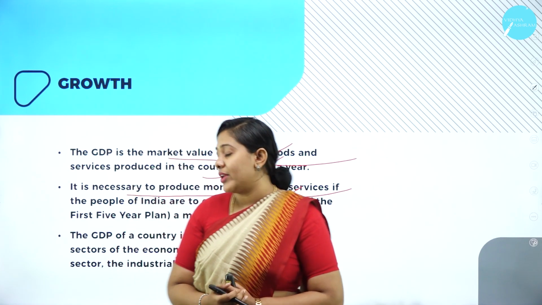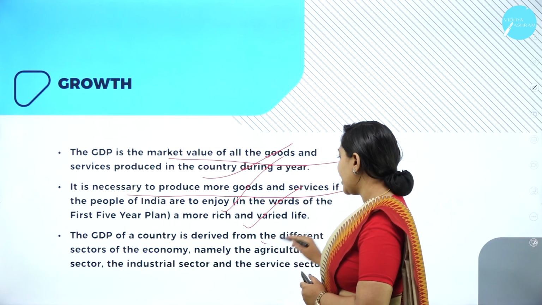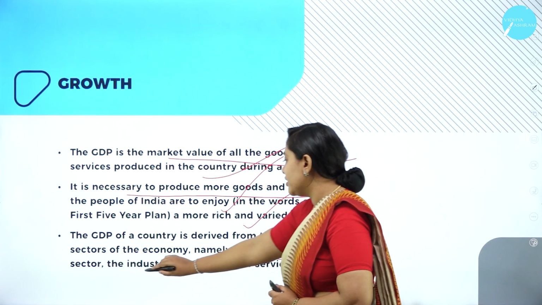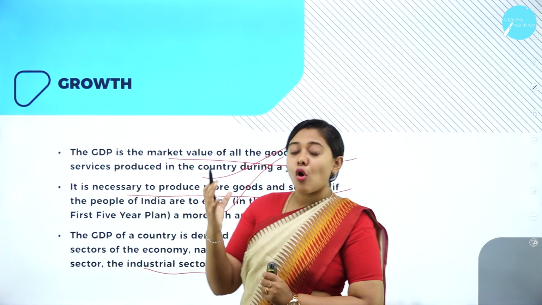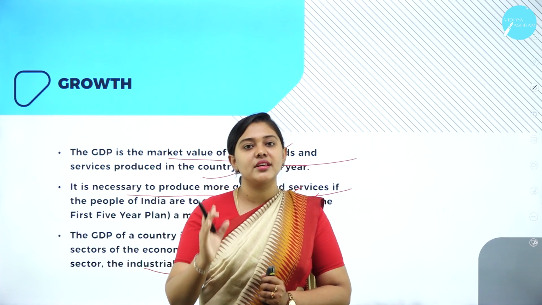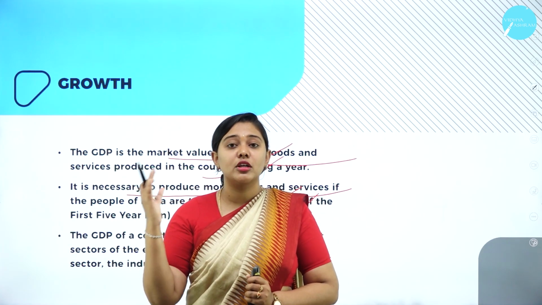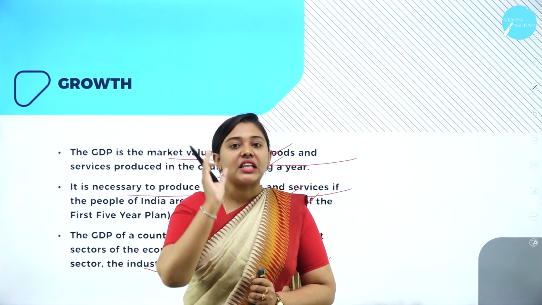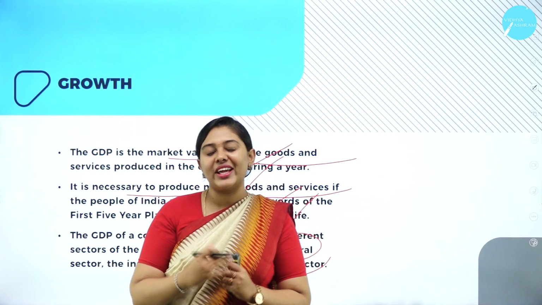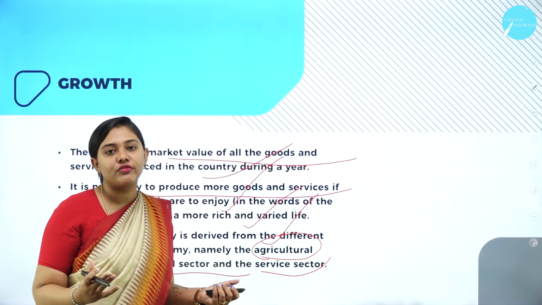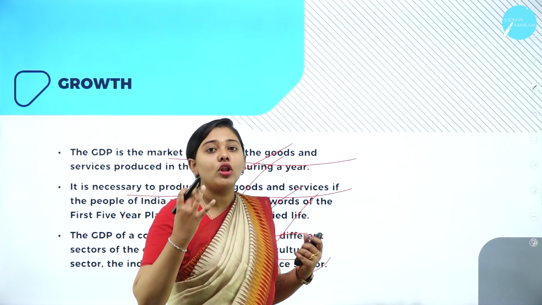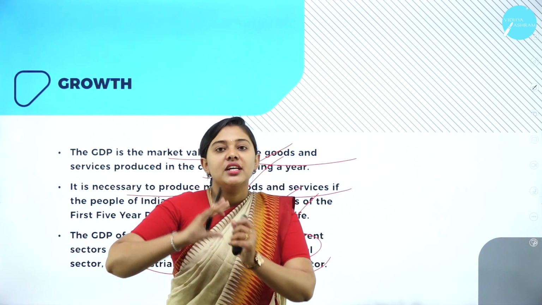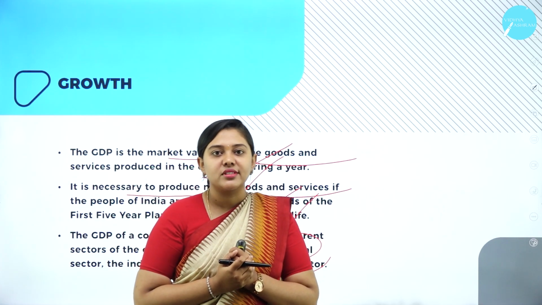The GDP of the country is derived from different sectors of the economy. Mainly, as I have discussed, the agriculture sector, industrial sector and service sector. All together, the agriculture sector, industrial sector and the tertiary sector measure the value in a particular year, and that is called gross domestic product. In simple words, it is the sum total of money that you receive from all the three sectors together within a year, represented as gross domestic product.